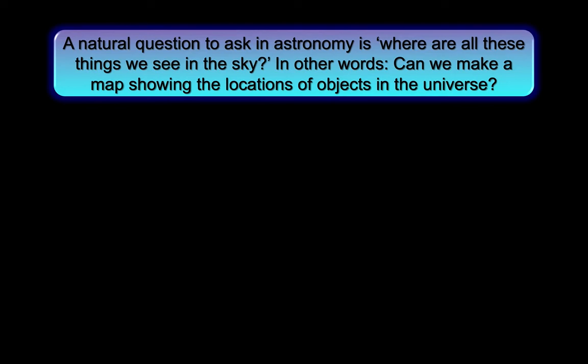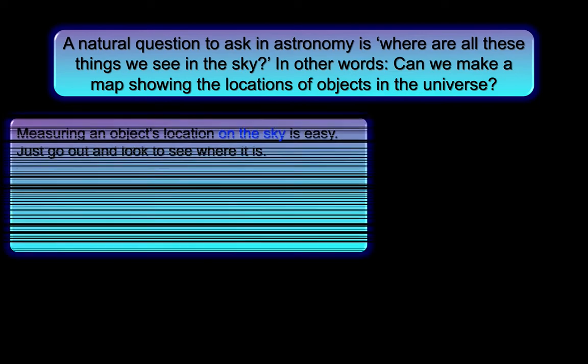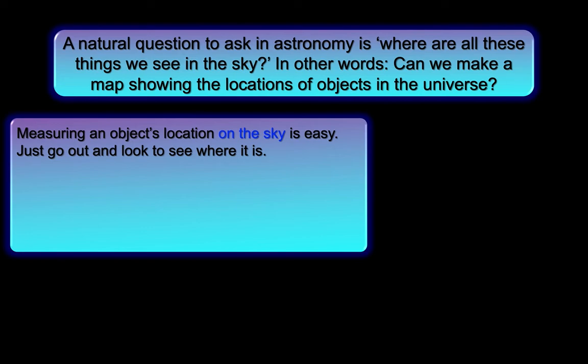Well, a very natural question we could ask in astronomy is, where are all these things we see in the sky? We are standing on Earth. We look up at the night sky. We see a bunch of stars and planets and galaxies. In other words, can we make a map of the universe? So, measuring an object's location on the sky is easy.